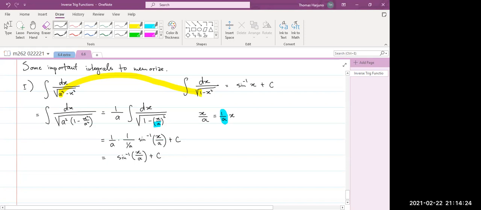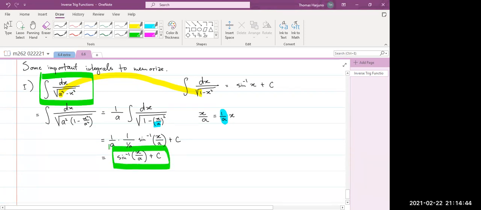Notice that I have done the proof here. So what is the integral of 1 over square root of a squared minus x squared? What is this equal to? It's equal to this. Okay, one way to prove this is you do the derivative of sine inverse of that, and then you do the chain rule here and there, and then you get 1 over square root of a squared minus x squared.